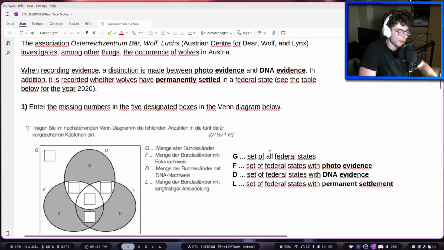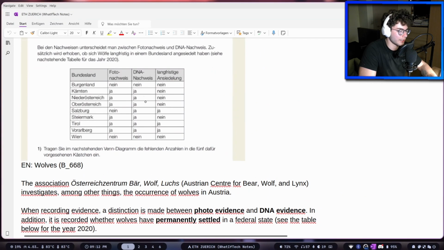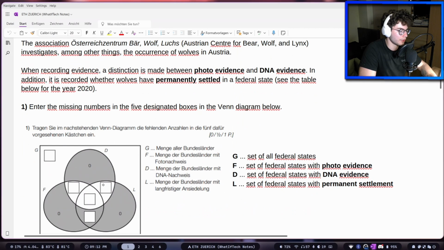So next is the intersection between D and L. DNA evidence and permanent settlement. DNA evidence, permanent settlement, 1 and 1. So here a 1.